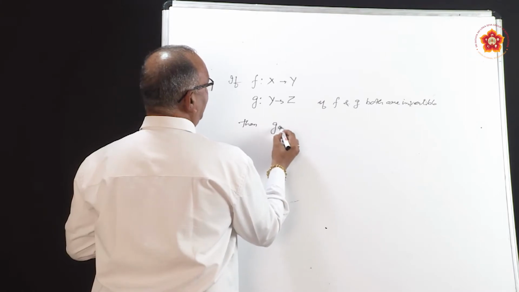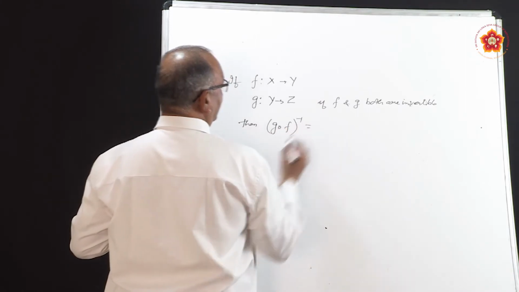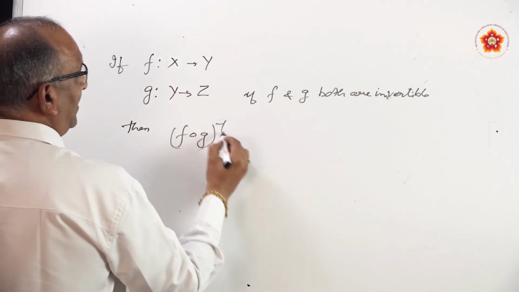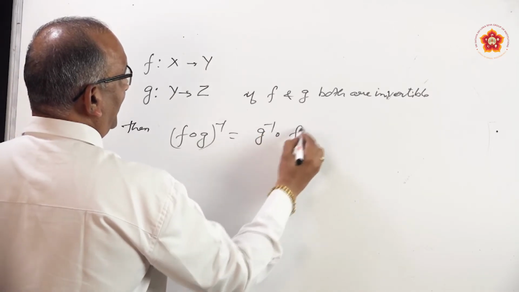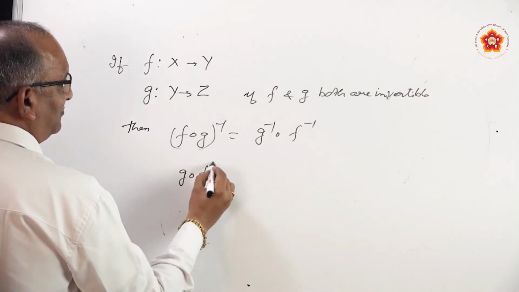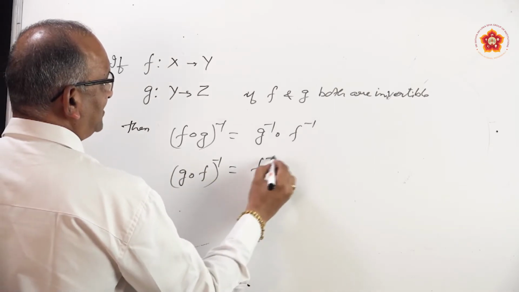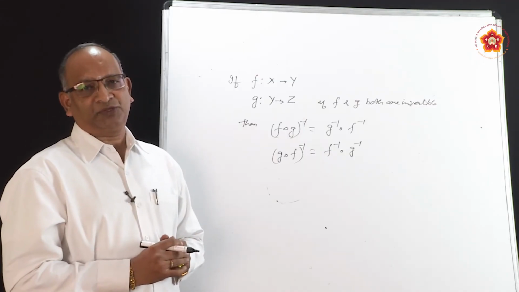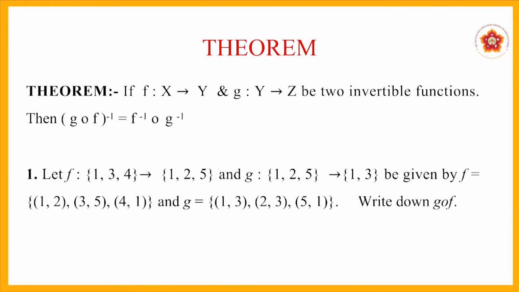then (gof) inverse, or (fog) inverse, you write, is equal to g inverse of f inverse, or (gof) inverse can be written as f inverse of g inverse. This is a small theorem connected to (gof) inverse is equal to f inverse of g inverse, or (fog) inverse is equal to g inverse of f inverse. Let us see some simple problems based upon composite function and invertible functions.